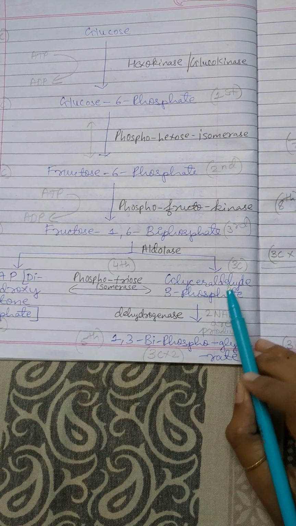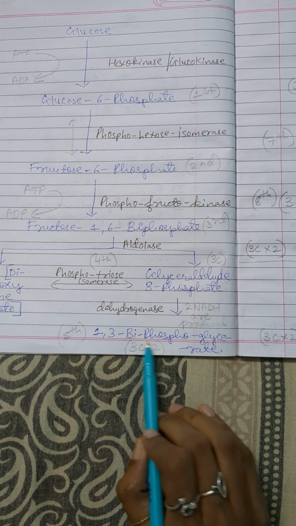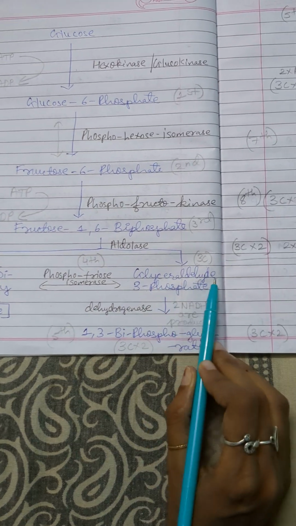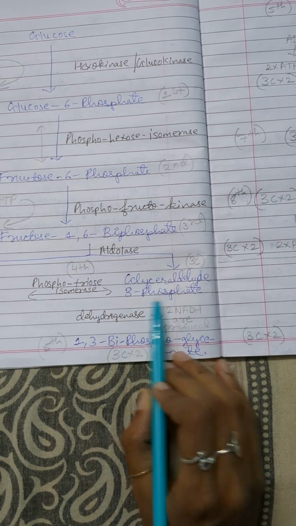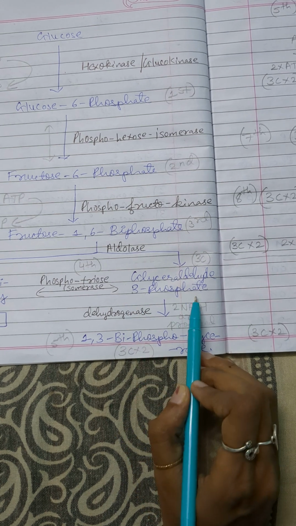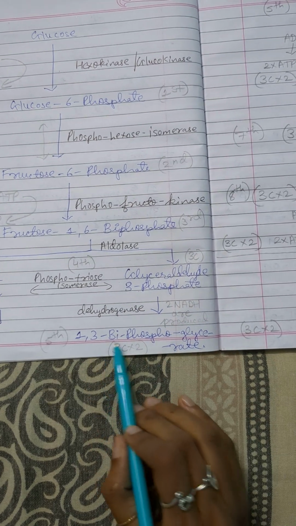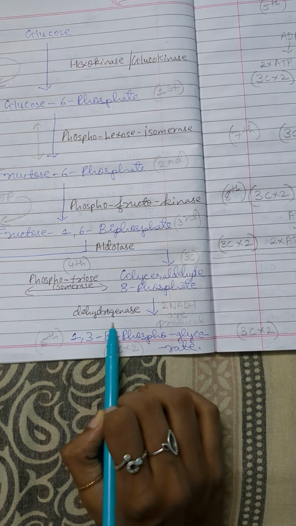Now in the next step, glyceraldehyde 3-phosphate is converted to 1,3-biphosphoglycerate. The enzyme name is glyceraldehyde 3-phosphate dehydrogenase.